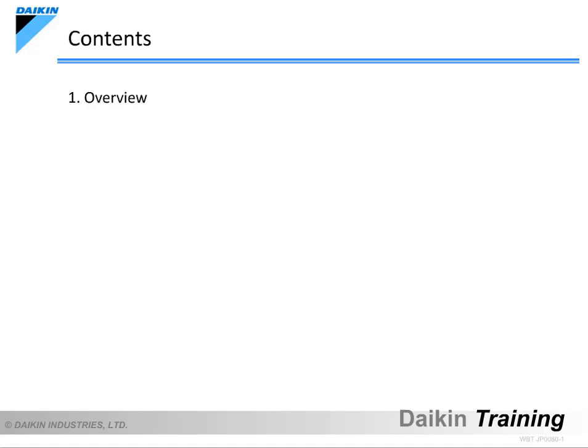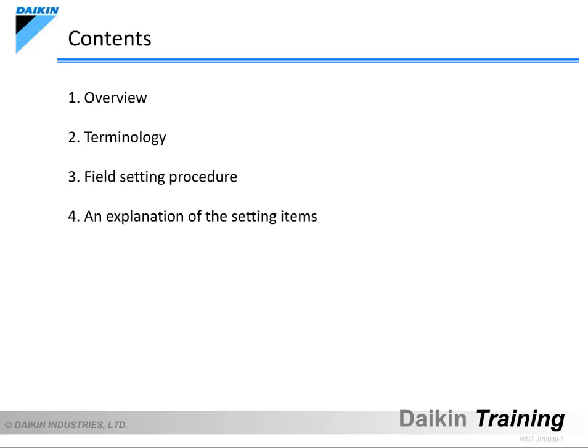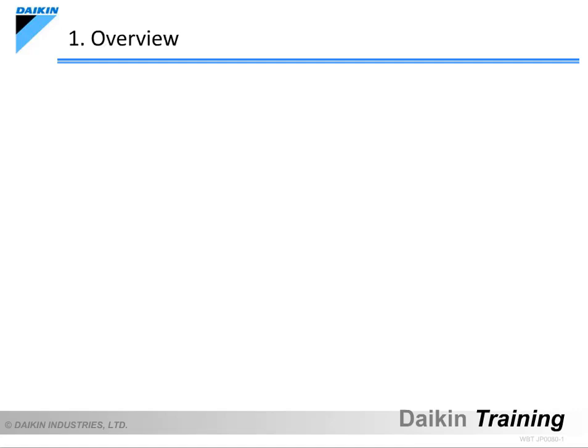1. Overview. 2. Terminology. 3. Field setting procedure. 4. An explanation of the setting items. 5. Setting of group numbers used for centralized control.